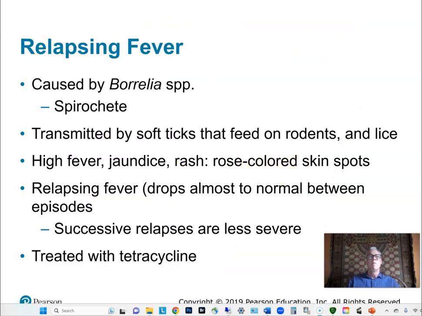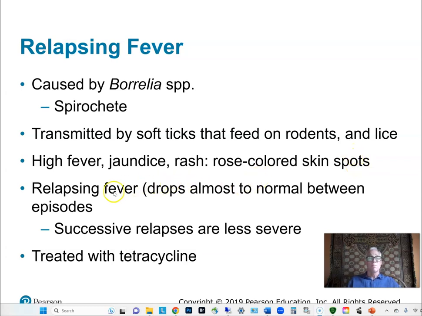Relapsing fever. Remember we learned about undulant fever. Well, this is relapsing fever. A Borrelia species causes this disease, transmitted by ticks that feed on rodents and also by lice that feed on humans that are infected. Causes a high fever and jaundice. It causes liver inflammation and jaundice. The liver can't pick up bilirubin that's produced by recycling red blood cells, so it just accumulates in the blood and it makes the whites of your eyes look yellow. If you have lighter skin, it makes your skin look yellow, and so forth. Also causes rose-colored skin spots, a type of rash.